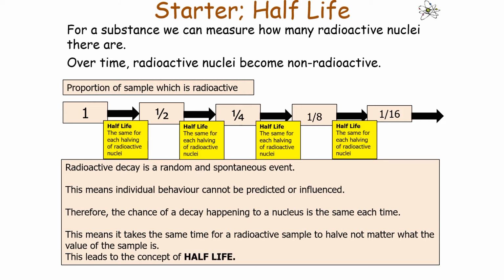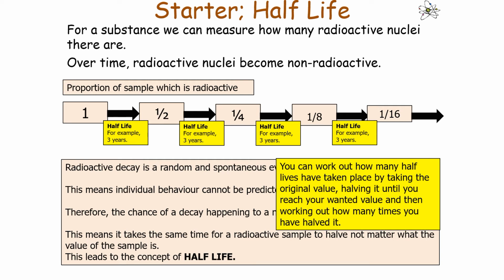The time it takes to go from 1 to a half, half to a quarter, to an eighth, to a sixteenth, and so on, is always the same value. The reason for this is that all nuclei have the same chance of decaying. So it always takes the same amount of time for half of those nuclei to decay and become stable.